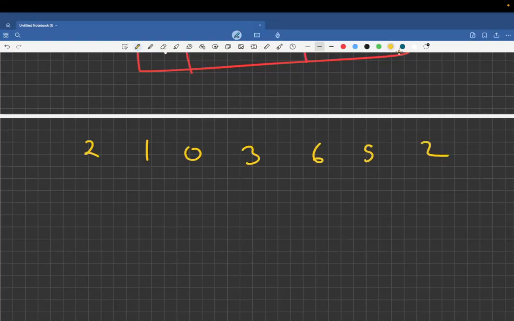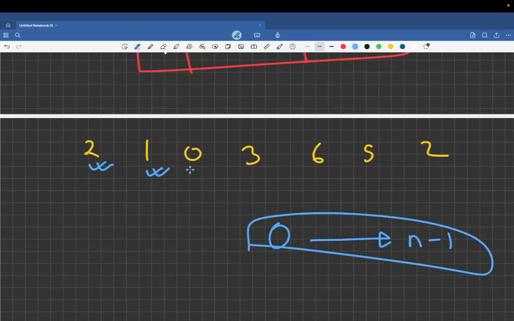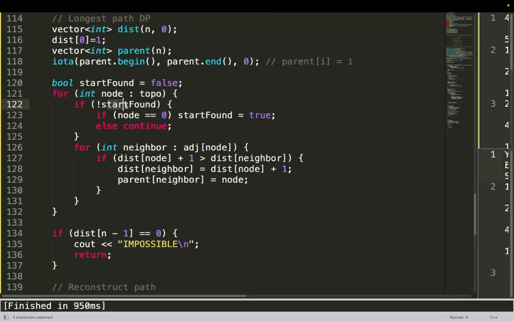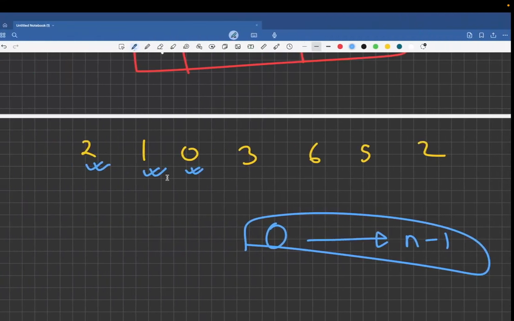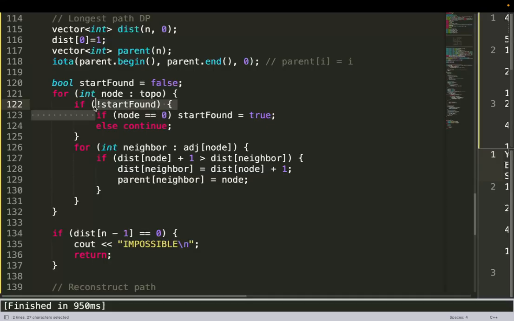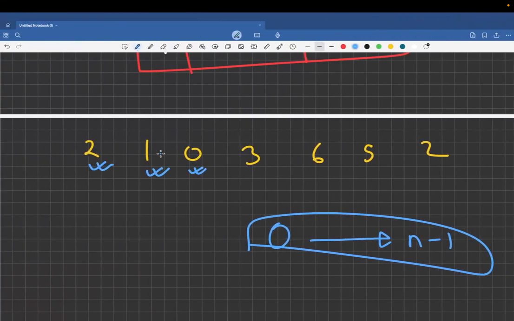So you have to start from 0, right? So these values are of no use to us because we want to go from city 0 to city n-1. So you have to start from city 0, right? That's what I am doing there. I have kept a variable start found as false, going over all the nodes in the topological vector. If start found is still false, this means that in this vector I have still not got 0. In that case, I am going inside, and if the value of node is 0, then marking start found as true. Otherwise, simply continuing, because till now I haven't got 0, so these nodes are of no use to me.